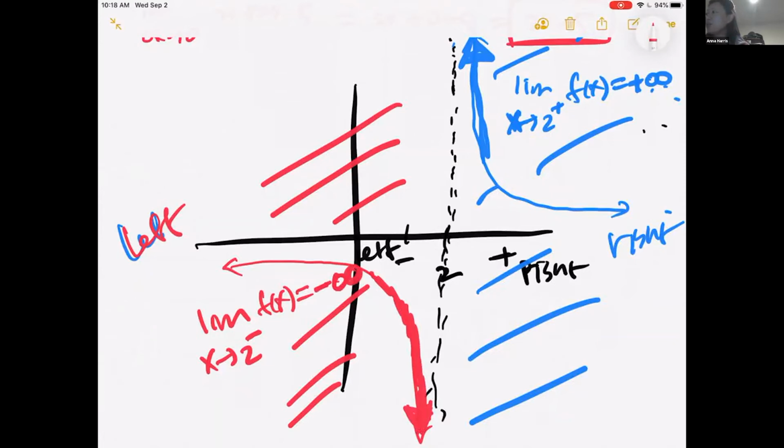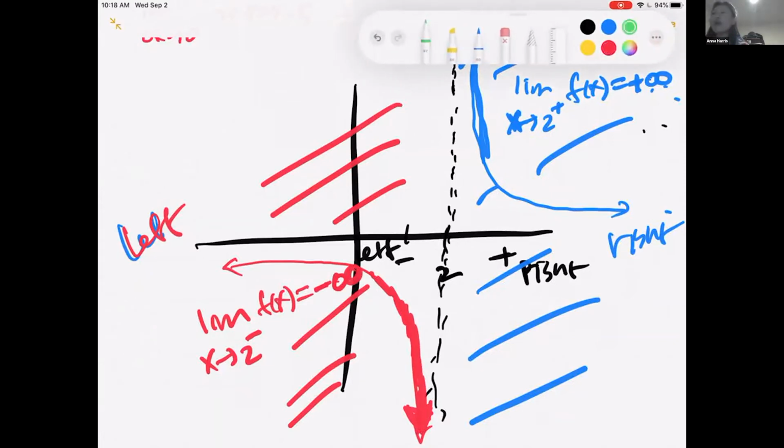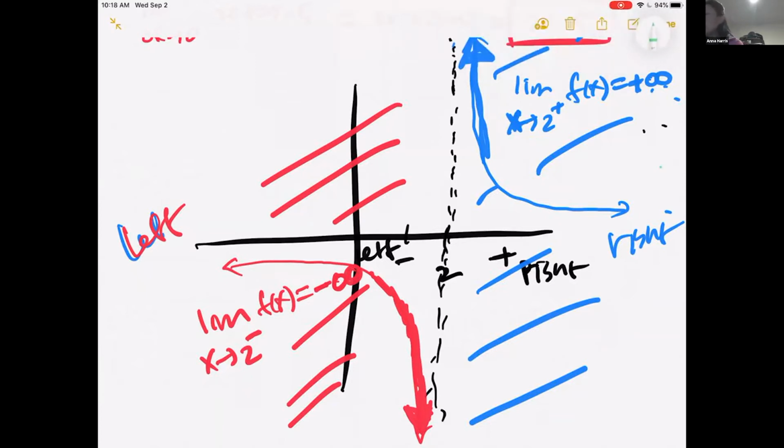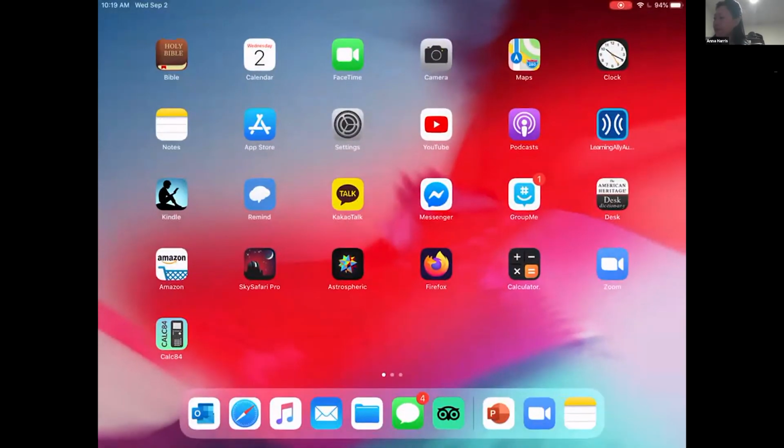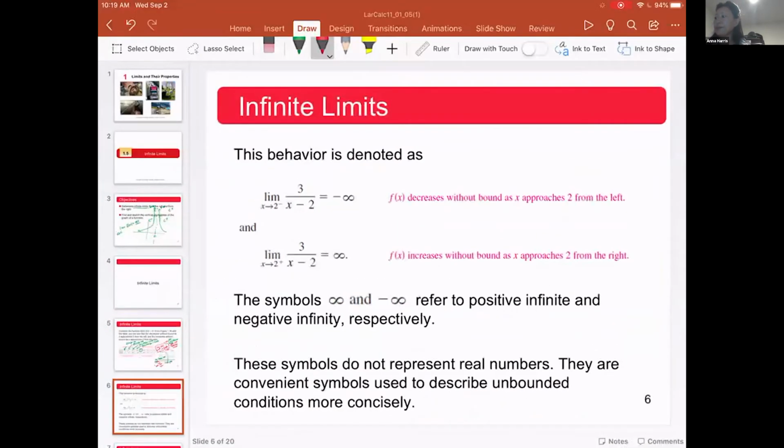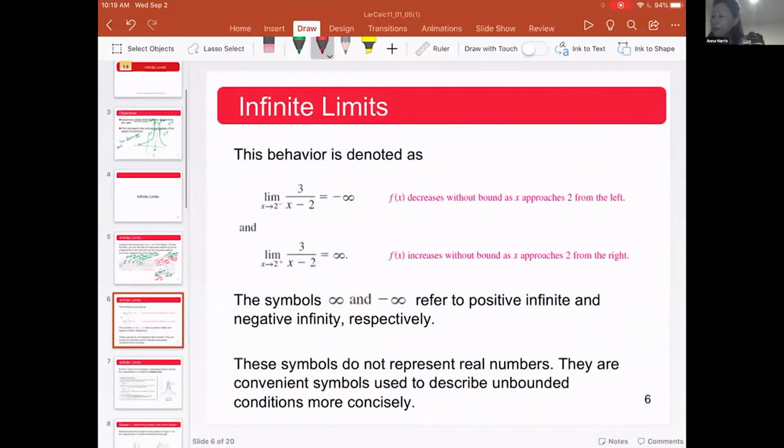So now, yes, it does have one-sided limits. If you're looking at the right-hand side, I get positive. If I look from the left-hand side, I get negative. Since positive and negative are not the same, I don't have a limit. It does not exist. Since what? Positive infinity is not the same as what? Negative infinity. Does it make sense to you now, guys? All right, let's move on. So that's what they're talking about.